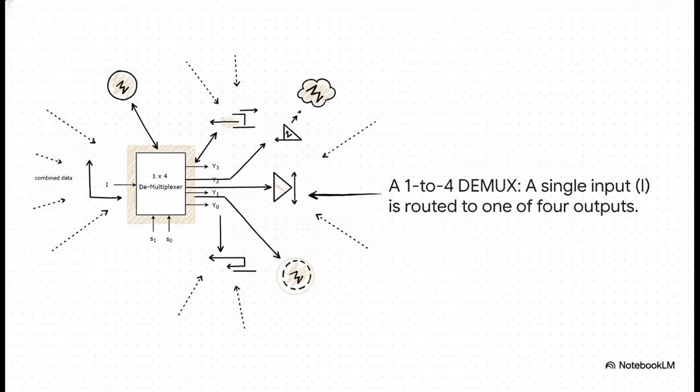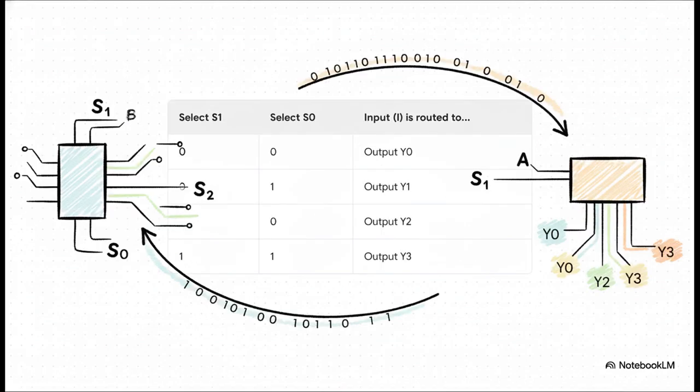Here we have a 1-to-4 DMUX. We've got that one single input line, I, carrying all the combined data. So the challenge now is to figure out how to route that data to the right destination. Is it supposed to go to Y0, Y1, Y2, or Y3? So how does it know where to send it?